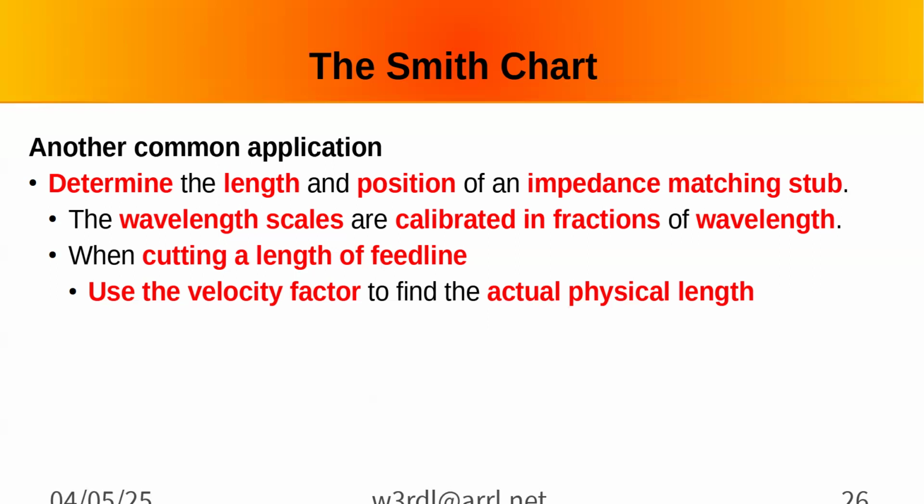Is that on a scale in there somewhere? Which? The electrical length. Yeah, as you go around the outer circle, it's fractions of a wavelength. That's the electrical length. So when you do this, you'll intersect that outer ring at some point, and that is the electrical length that needs to be, anywhere from 0 to a quarter wavelength.